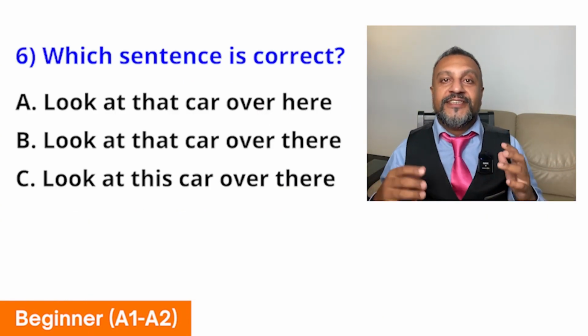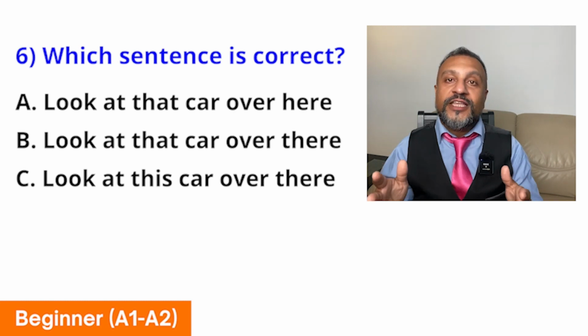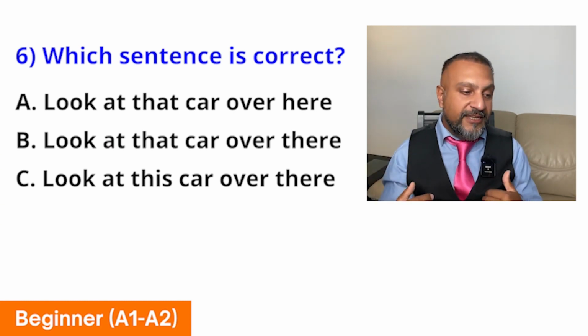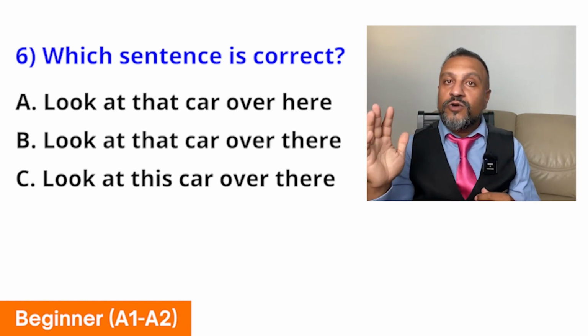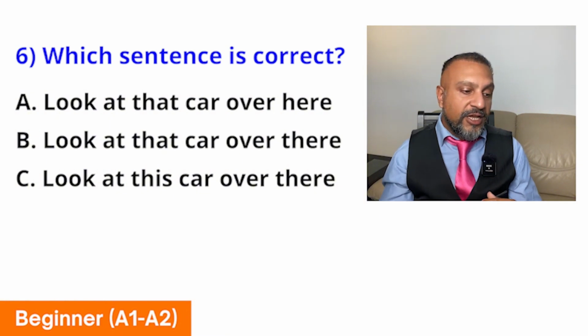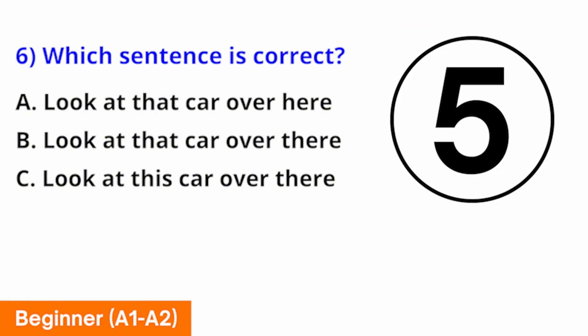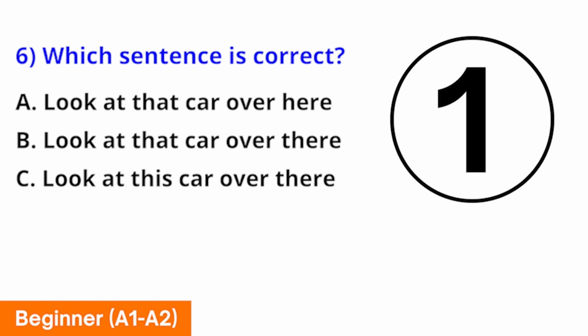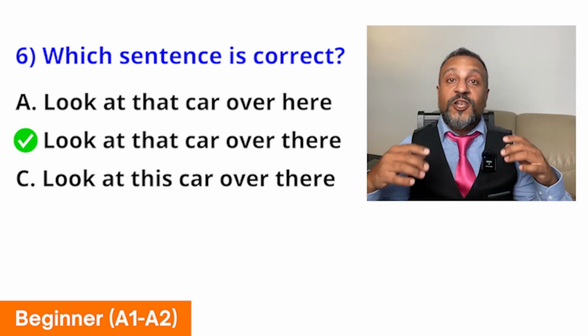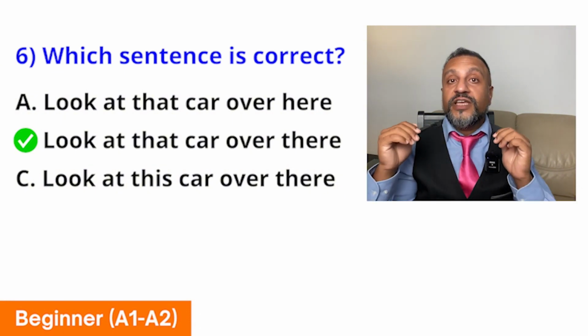Which sentence is correct? Look at that car over here. Look at that car over there. Look at this car over there. The answer is, look at that car over there.